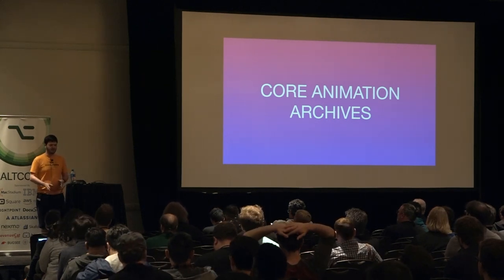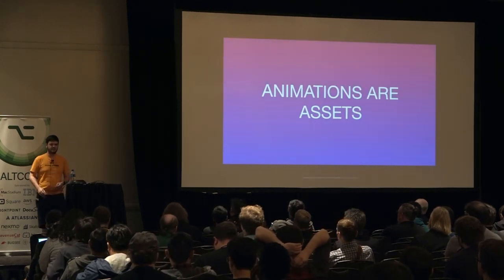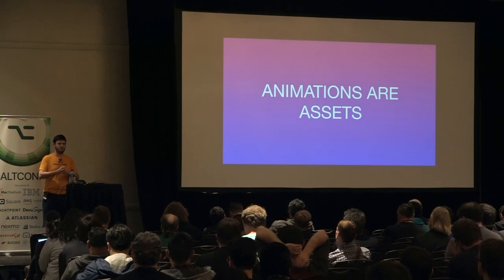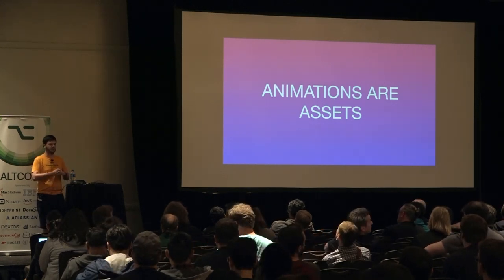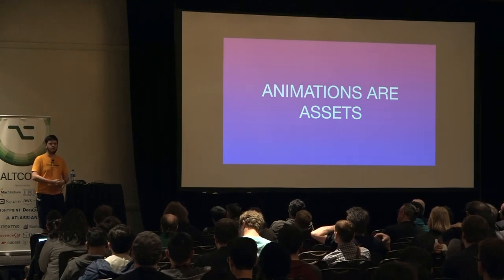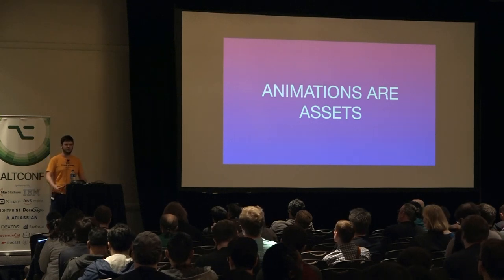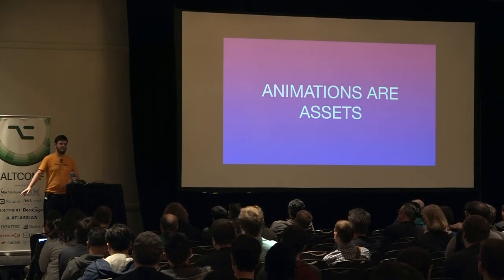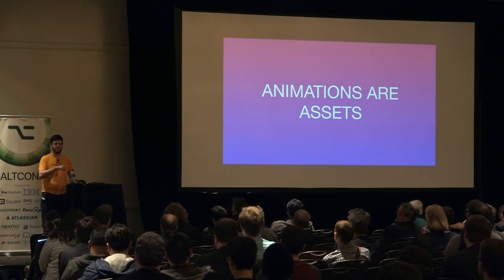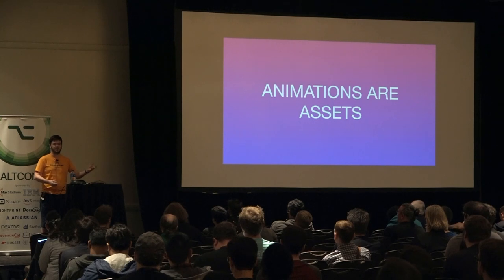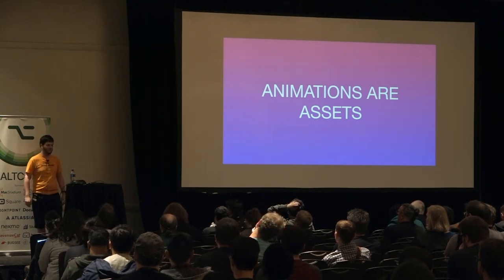So let's start with this idea that animations are assets. And what I mean by that is if you have an animation in your app, there's no reason why that can't be just an item in your asset catalog or a file you have in your bundle. We do animations for different reasons, but there are two types of animations. There are the animations that occur in our UI, like you press a button and something fades out or fades back in. But that's all automatic now with SwiftUI, right? So we don't have to worry about that.